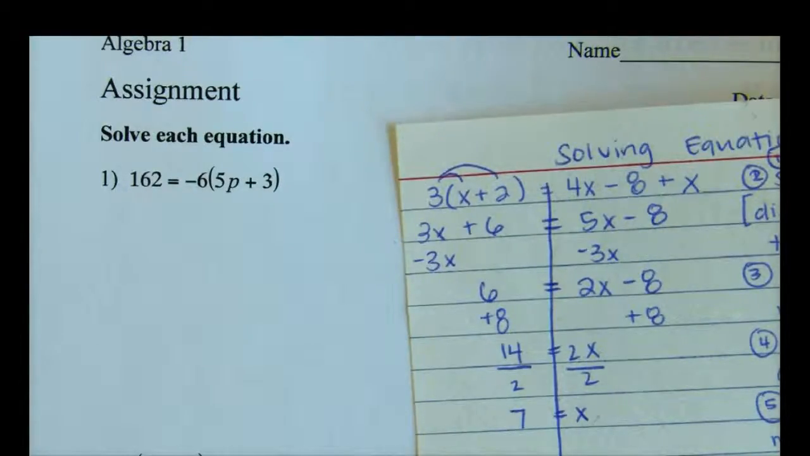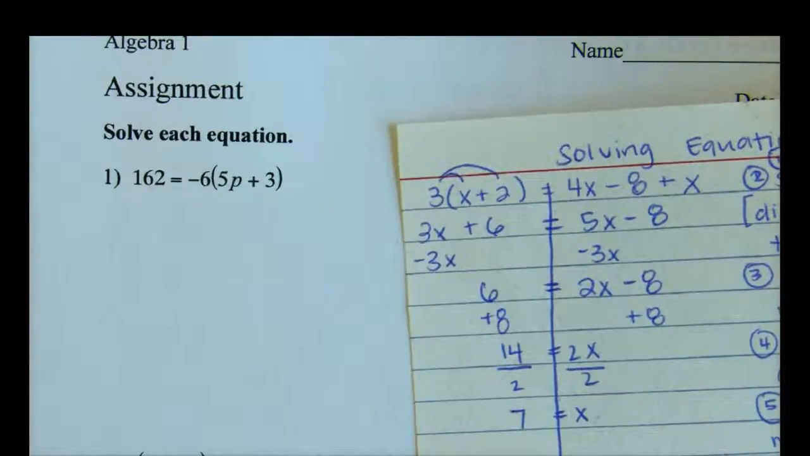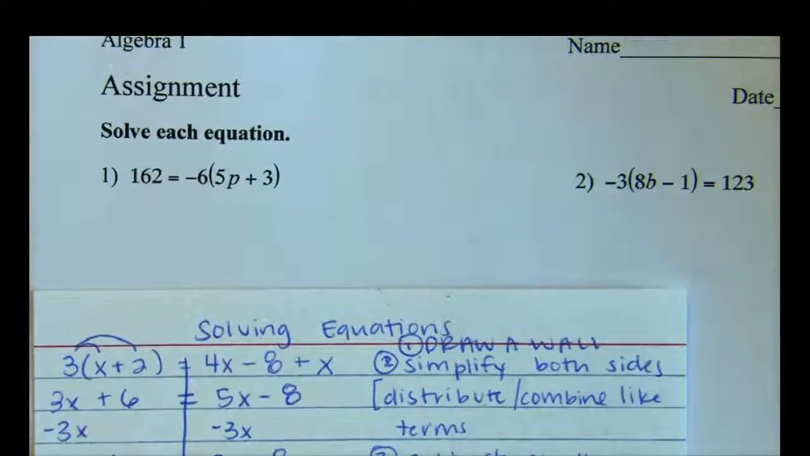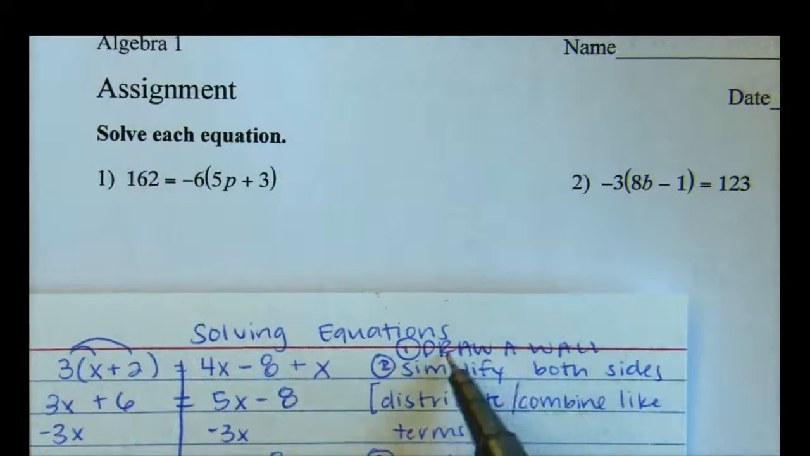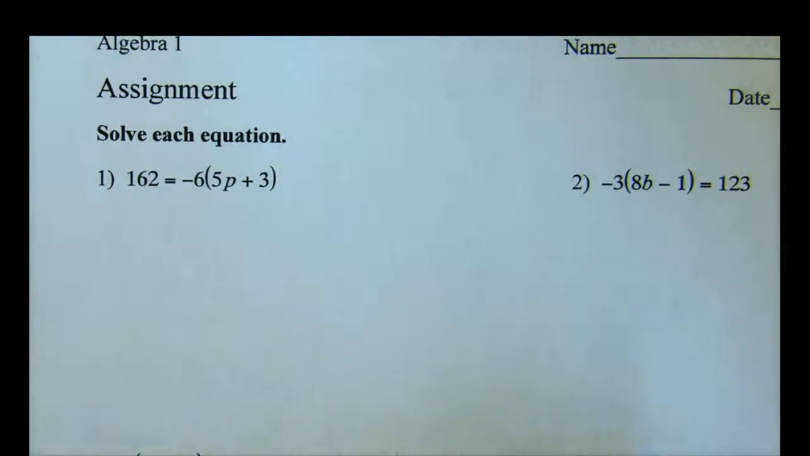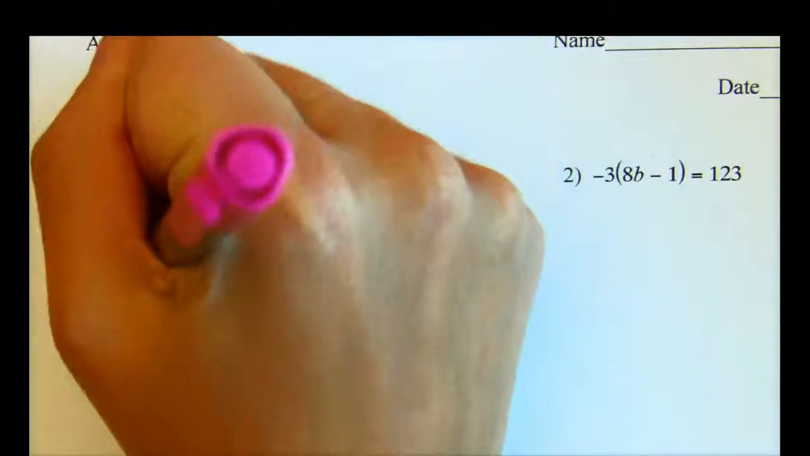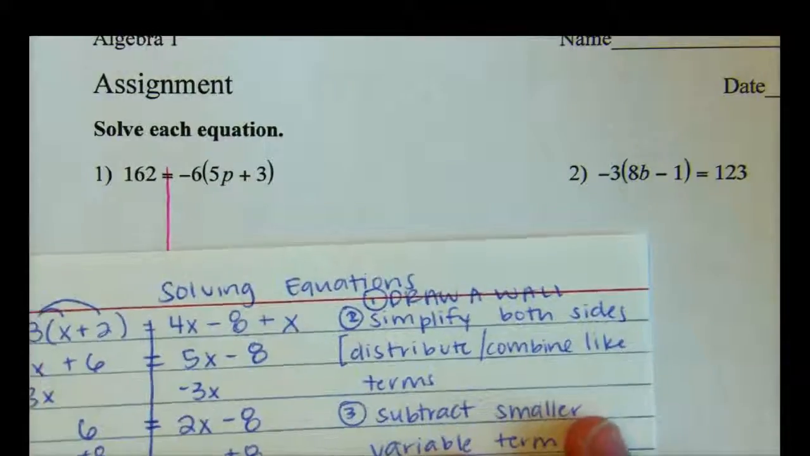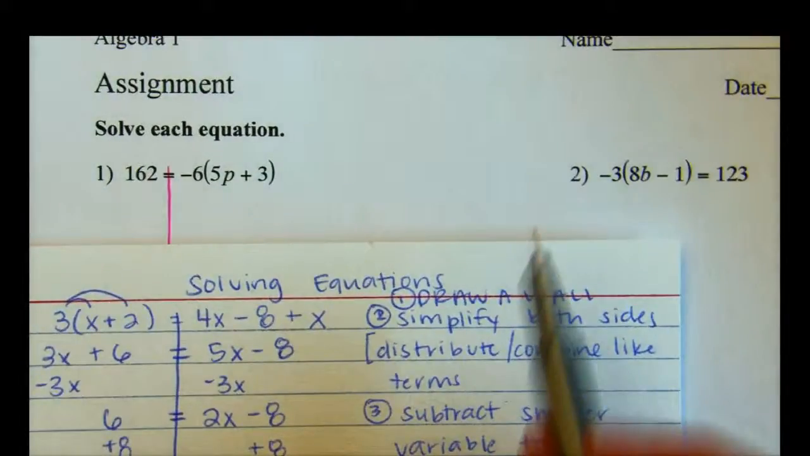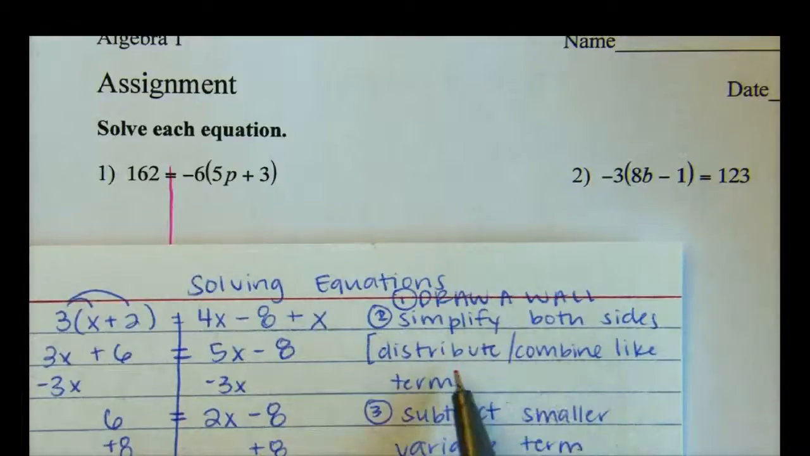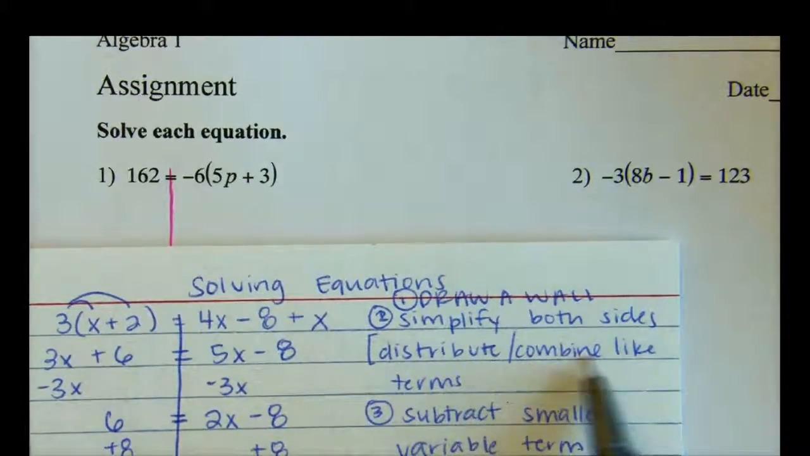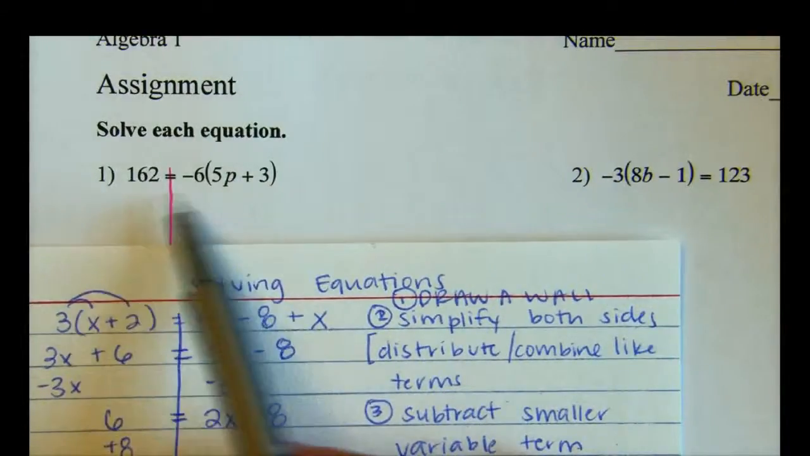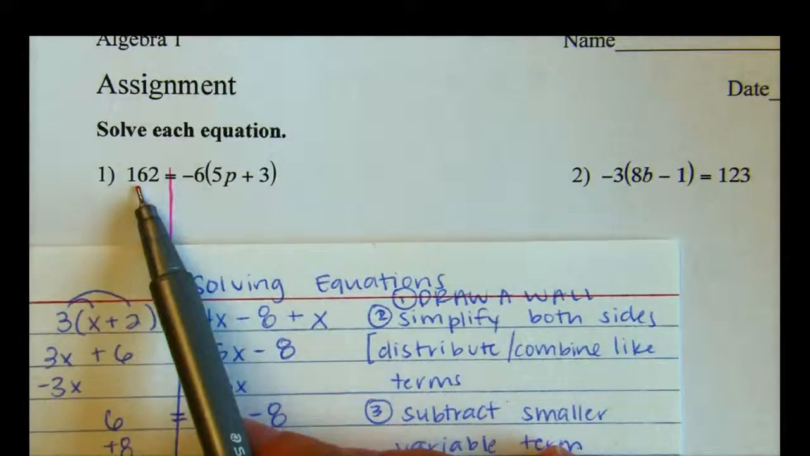So we're going to start off going through question number 1 together. If I look at my note card, I can see that my first step when I'm solving this type of an equation is to draw a wall. So I'm going to draw a wall through my equal sign. My step number 2 is to simplify both sides. So if there's anything that I can distribute or any terms that I can combine on one of the sides of my equal sign, I'm going to go ahead and do that.